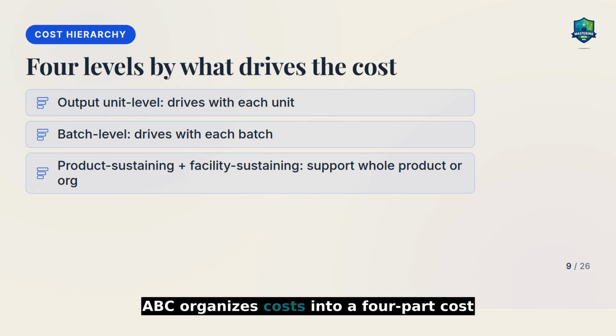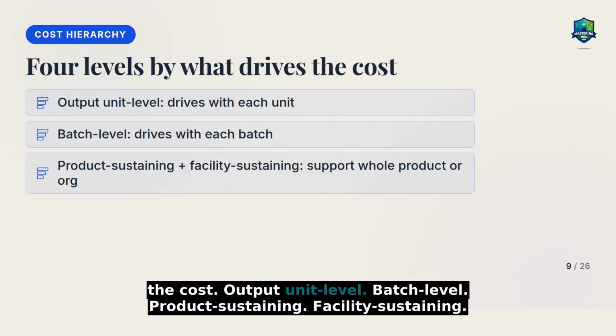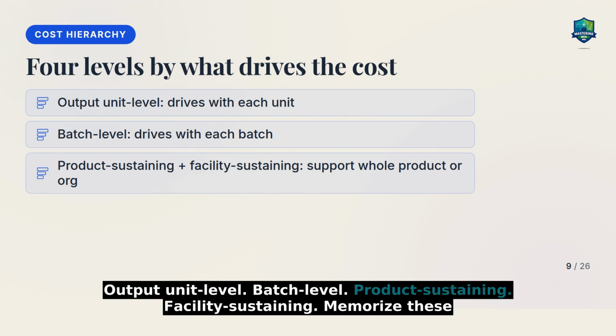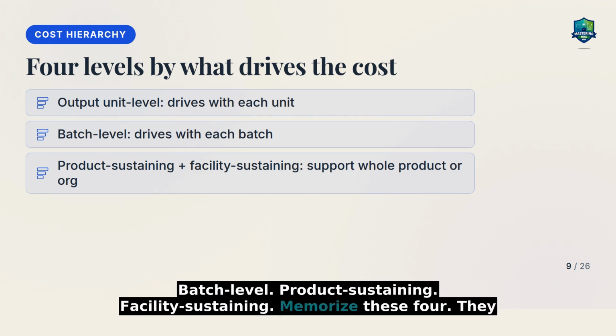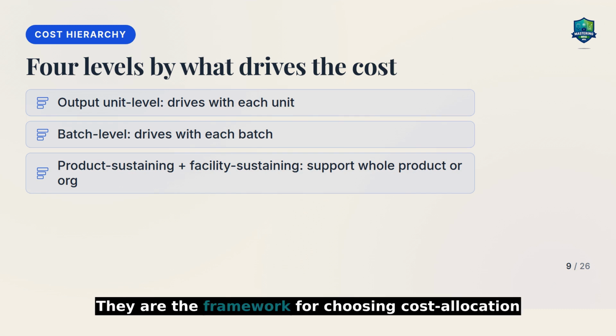ABC organizes costs into a 4-part cost hierarchy. Each level is defined by what drives the cost: output unit level, batch level, product sustaining, facility sustaining. Memorize these 4. They are the framework for choosing cost allocation bases.